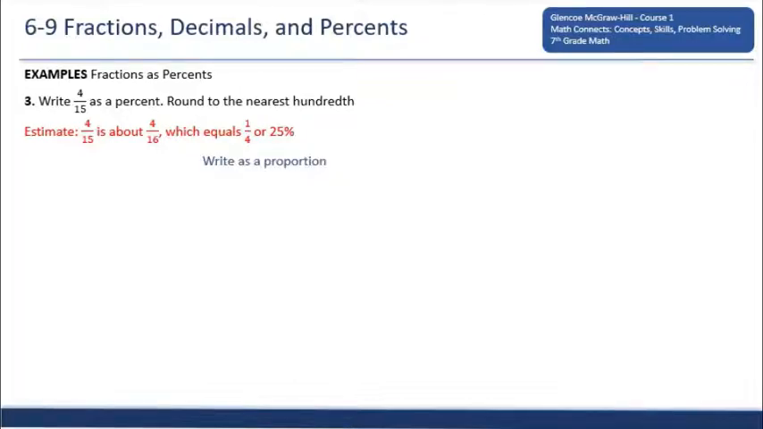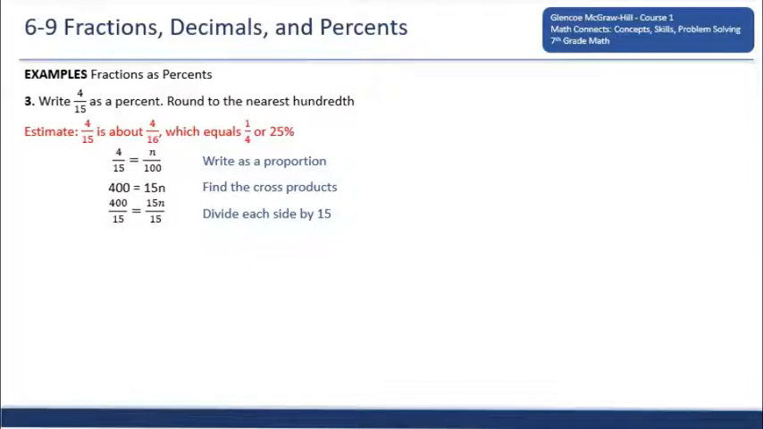So we're going to write a proportion. So 4/15 equals n over 100. And we need to find the cross products to solve the proportion. So 400 equals 15n. And we're going to divide each side by 15 so we can get the variable n isolated by itself. And because 15 times n is bound by multiplication, we need to undo it with division.